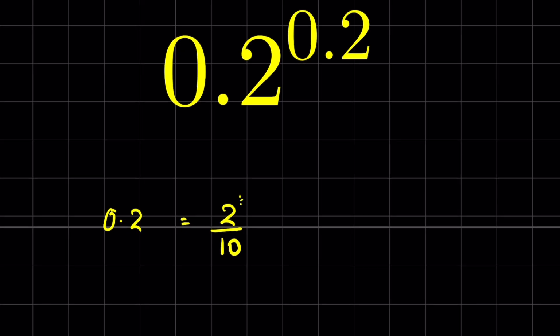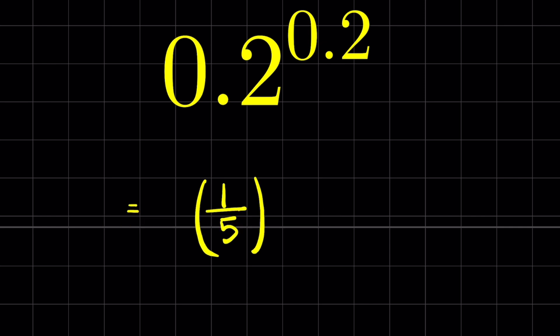0.2 raised to the power of 0.2. How to solve this? So 0.2 we can write it as 2 upon 10. Now divide both the numerator and denominator by 2. Then it becomes 1 upon 5. So 1 upon 5 raised to the power of 1 upon 5.